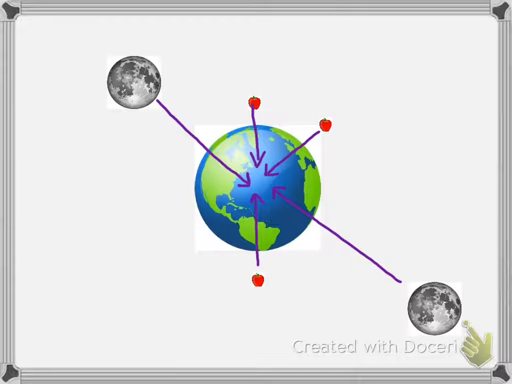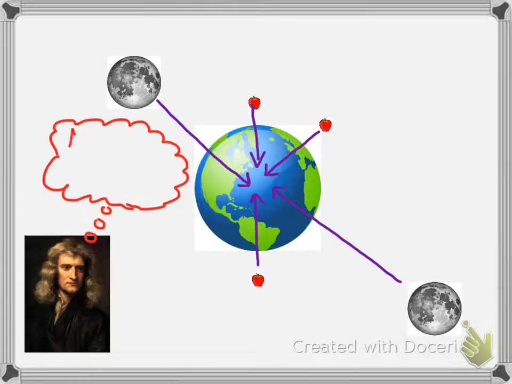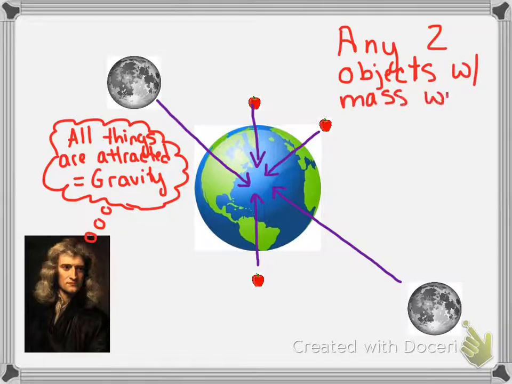And he was able to go ahead and figure out, what is that relationship? It wasn't just that gravity holds stuff in orbit. He was able to say why. And so he was like, okay, there's an attraction, and that attraction between all things is going to be gravity. So all things are attracted, and that's gravity. And so this is basically what he said. He said any two objects with mass will be attracted to each other.